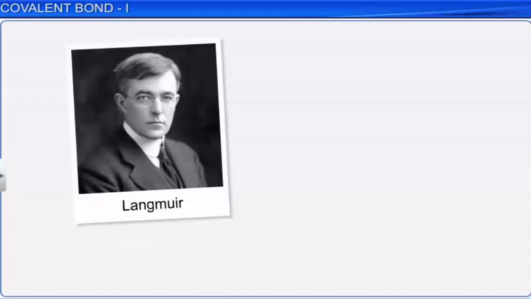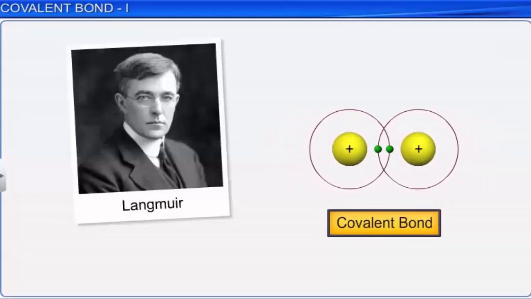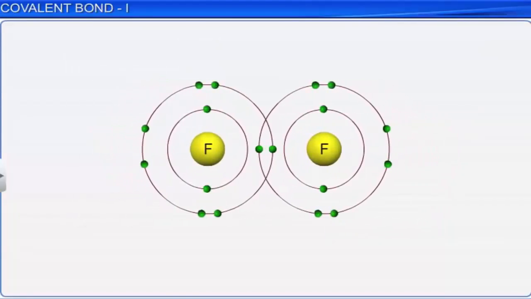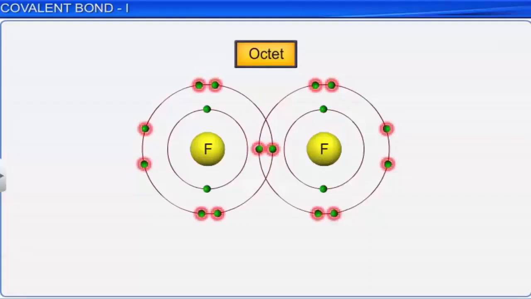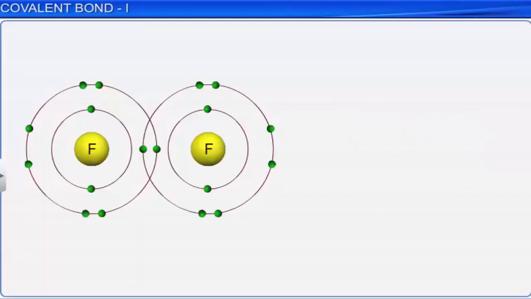Langmuir refined the Lewis postulates and introduced the term covalent bond. The bond formed by the mutual sharing of electrons between the combining atoms of the same or of different elements is called a covalent bond. During covalent bond formation, each atom tries to attain octet, that is, 8 electrons in its valence shell, or duplet, 2 electrons in the first shell. The formation of covalent molecules can be understood from the Lewis dot structures.